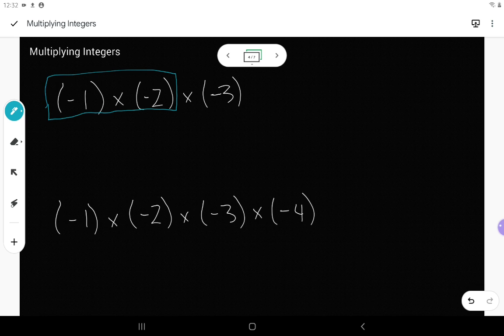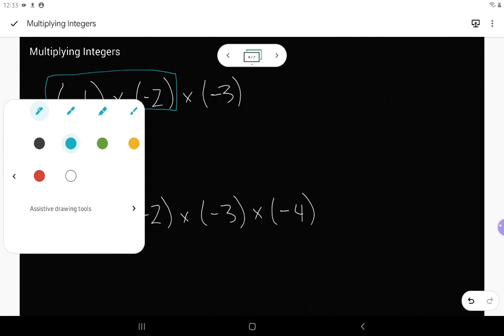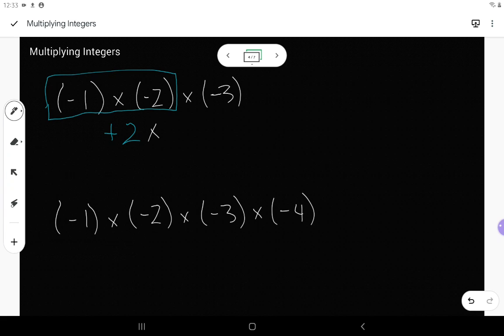All right, same thing we were doing before. -1 times -2, same signs, positive answer, 1 times 2, 2. Now I still have to afterwards multiply by that -3. So I have my +2 times -3, different signs, so I get a negative answer, and 2 times 3 is 6. So I get -6 for that one.